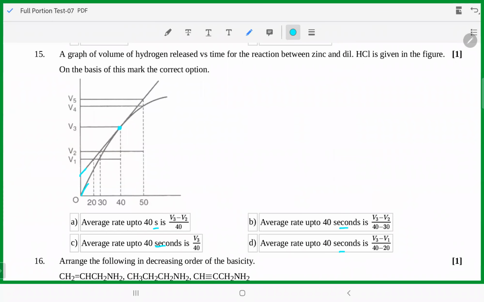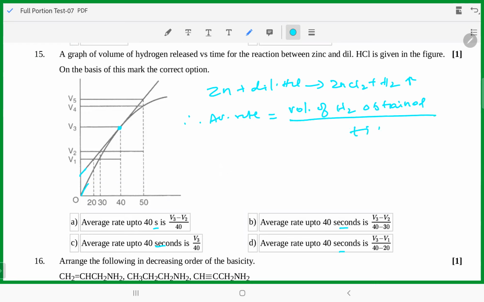So what is this, zinc and dilute HCl. Generally zinc plus dilute HCl gives zinc chloride plus hydrogen. Okay, so average rate is equal to the volume of hydrogen obtained at time t. So when we say average rate, the volume of hydrogen obtained is V3, divided by 40 seconds, so this is the average rate.